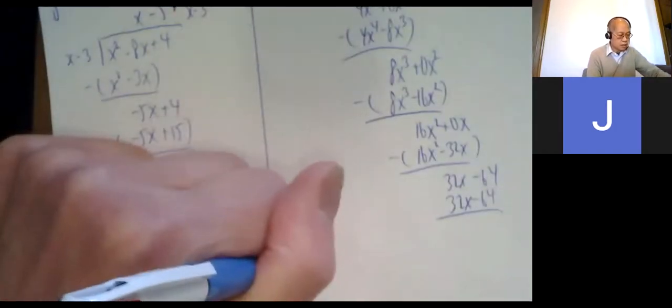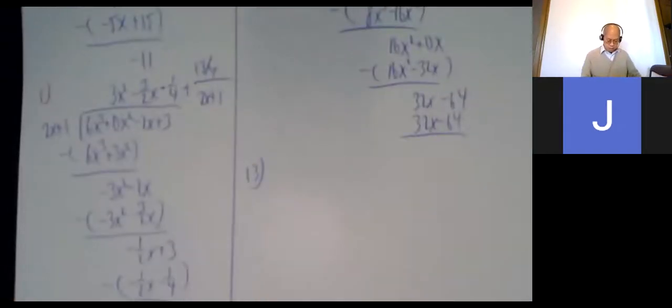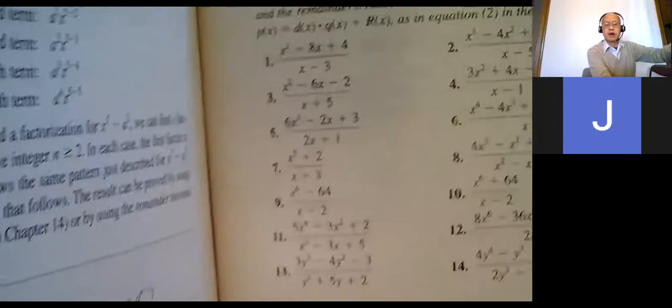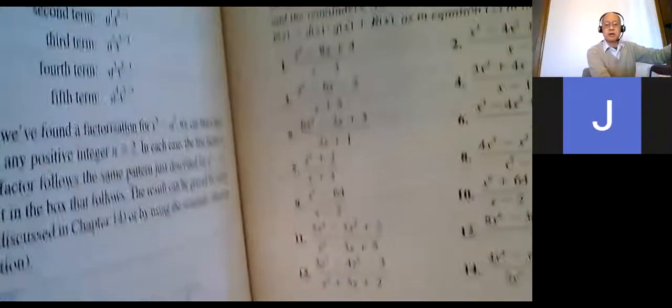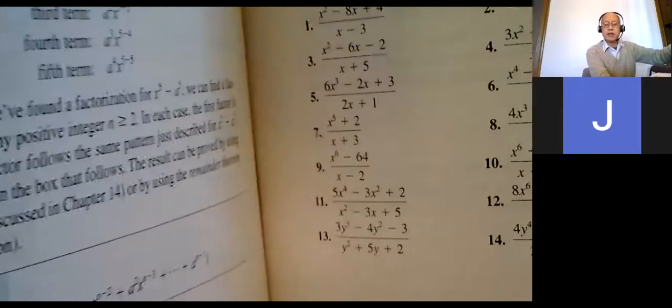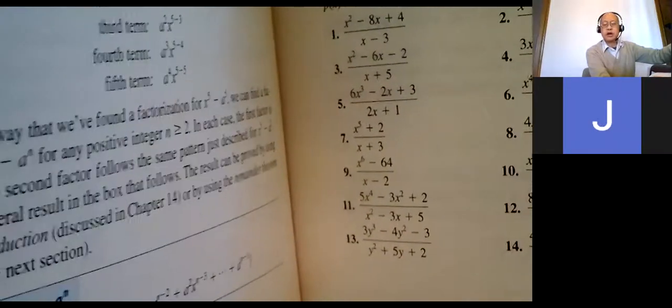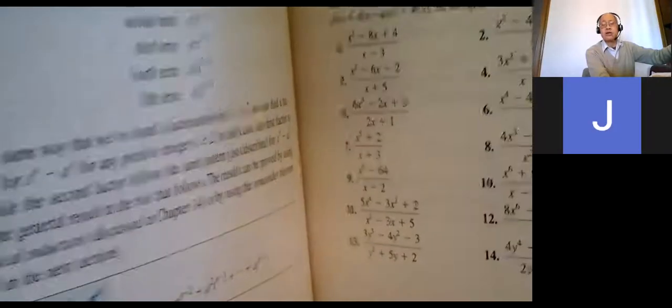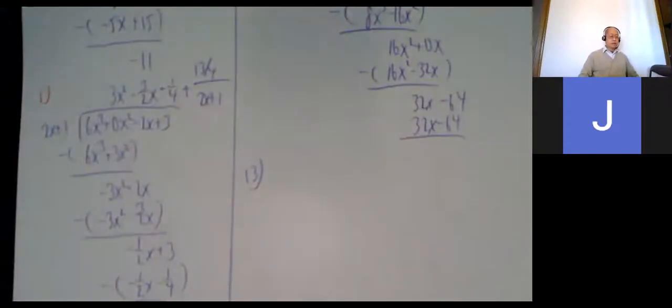Okay, 13. Three y cubed minus 4y squared minus 3 divided by y squared plus 5y plus 2. Okay, the bottom's okay. The top is not quite okay. Look at the top for 13. It goes y cubed, y squared. There isn't a y. Count it as a 0y.